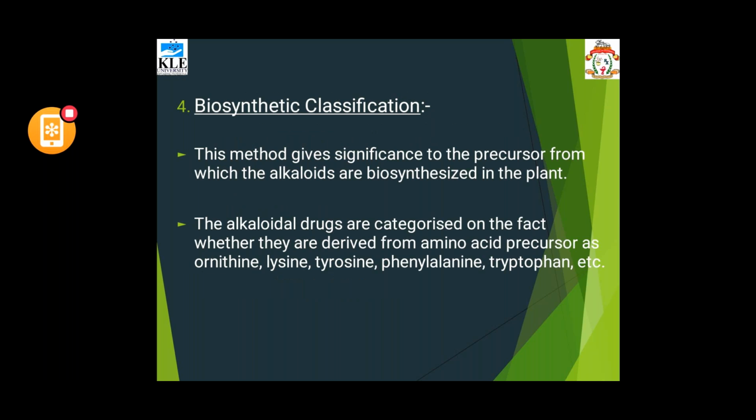The fourth classification is based on the biosynthetic classification. In this, the significance is due to the precursor from which the alkaloids are biosynthesized. Precursor is nothing but the starting material from which the alkaloids are synthesized. So if drugs have different taxonomy and physiological activity, yet they can be grouped under the same biosynthetic classification if they have the same precursor. Then the alkaloids are categorized on whether they are derived from amino acid precursors such as ornithine, lysine, tyrosine, phenylalanine, tryptophan, etc.